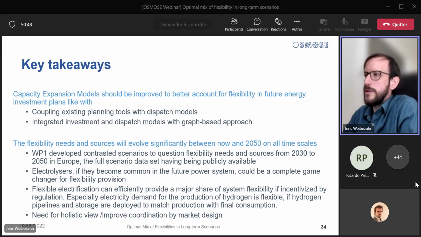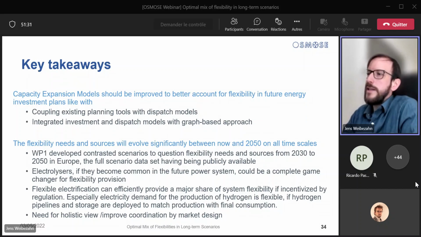You can find full scenario data on this and on all the calculations that have been done on the OSMOSE website. And two key takeaways from these calculations probably here. One of them is that electrolyzers, if they become common in our future power system, could be a huge game changer. So this is one takeaway from the supply side, but we also had a look on the demand side, and the flexible electrification of such demand can actually provide a major share of the needed system flexibility, and it needs to be incentivized by proper regulation.